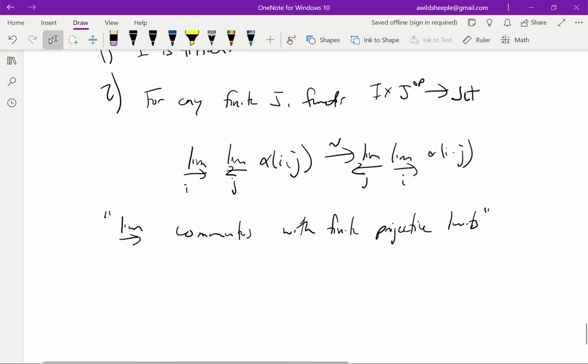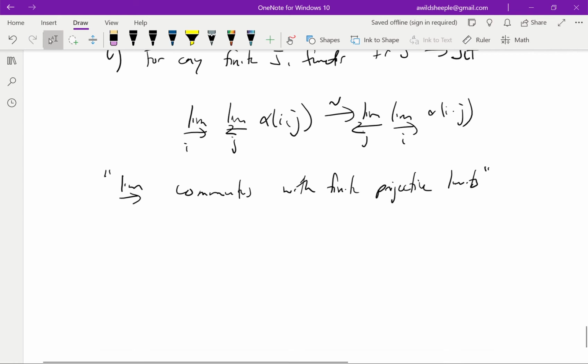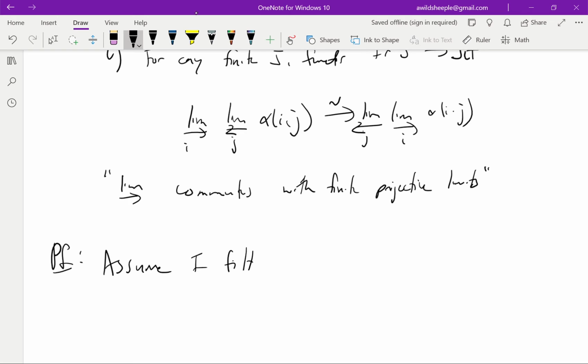Okay. So one direction is slightly less painful than the other. We're going to do the more annoying direction first, sort of tear the band-aid off, as they say. So first, we'll assume that I is filtrant. So now, since every projective limit is a combination of kernels and products, we saw this back in like chapter 2, it's enough to show that lim commutes with these guys.